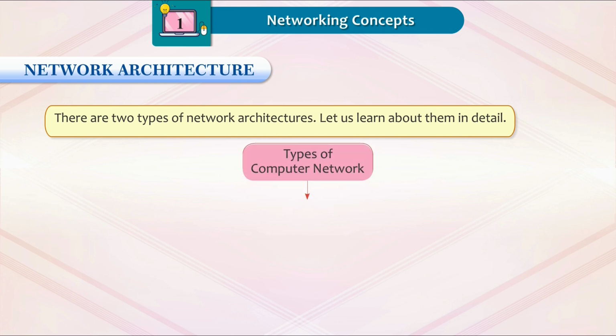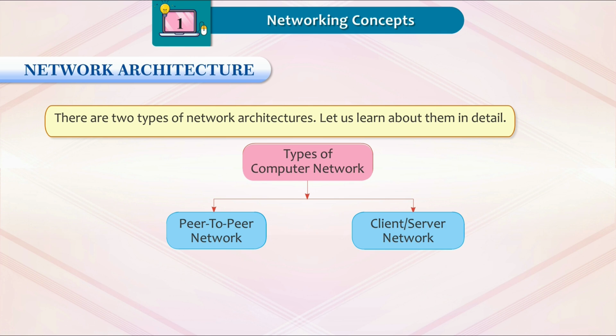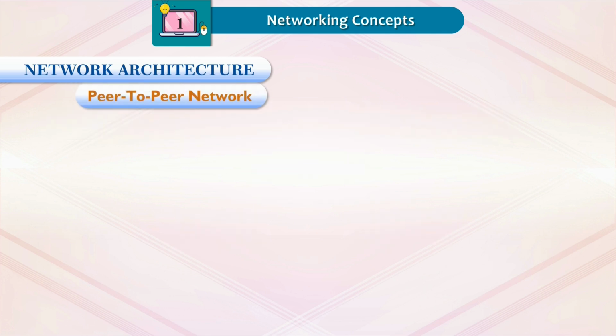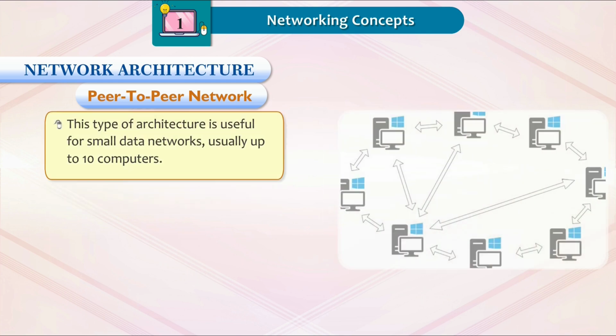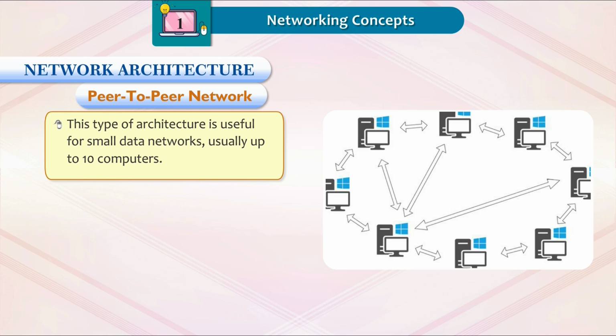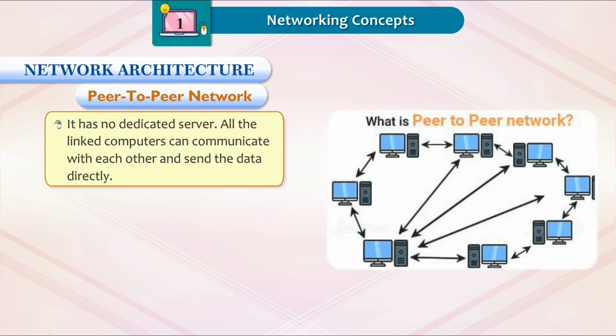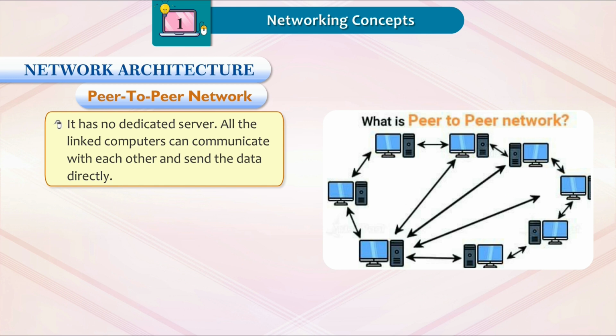Types of computer network: peer-to-peer network, client or server network. Peer-to-peer network. Peer-to-peer network architecture is used to link all the computers in a network with equal privilege and responsibilities for processing the data. This type of architecture is useful for small data networks, usually up to 10 computers. It has no dedicated server. All the linked computers can communicate with each other and send the data directly.